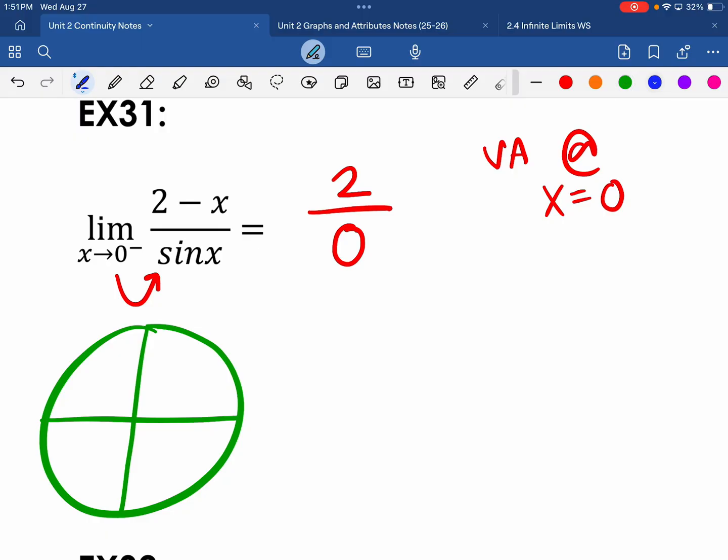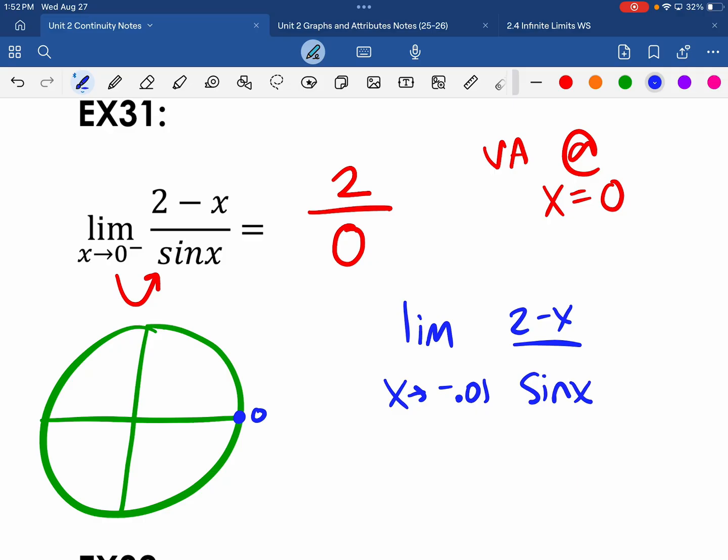All right, so I've got to think about the limit as x approaches 0 on the left side, like negative 0.01. The left side of 0, it's smaller. We want the numbers that are smaller. Top is still positive. So we're talking about the unit circle. The numbers that are smaller than 0, like negative 0.01, is that going to go down here in the fourth quadrant, or up here in the first quadrant? Down. Smaller than 0 is going to go down.